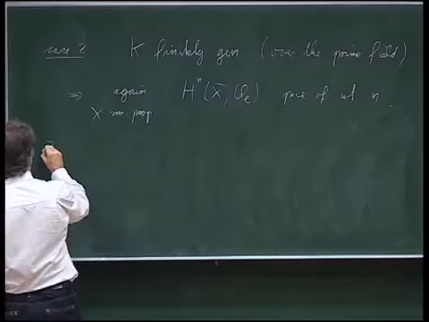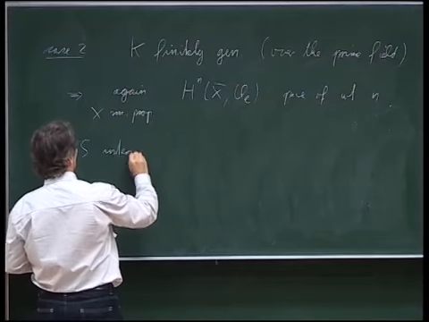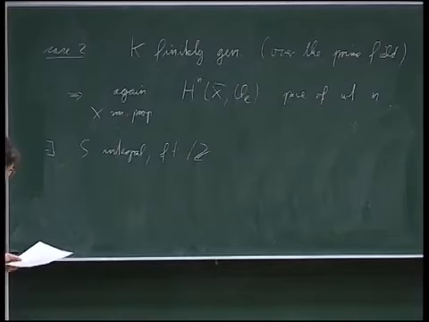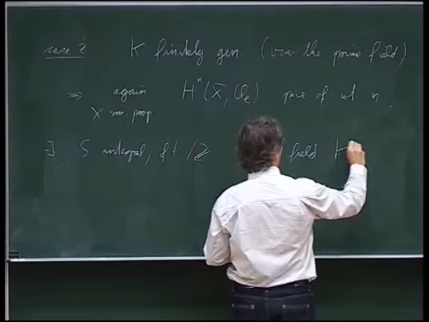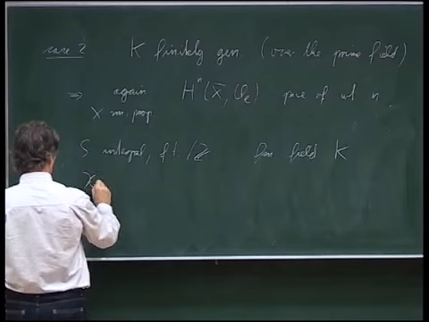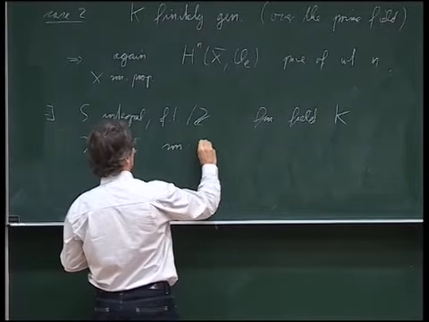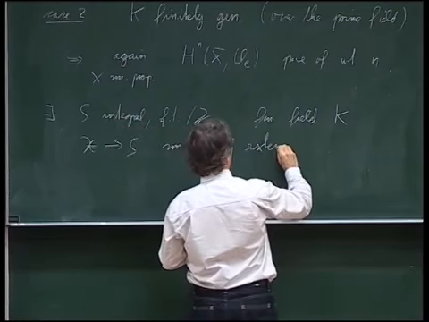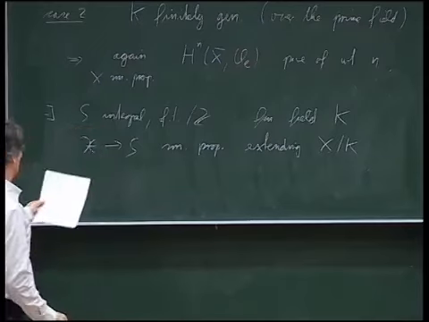So in this situation, there exists some scheme S which is integral and of finite type over the integers, with function field K, and in addition there exists a scheme over S, smooth and proper, such that this extends X over K, which is the generic fiber of this family.